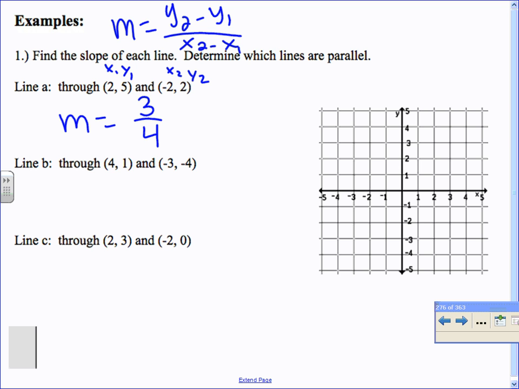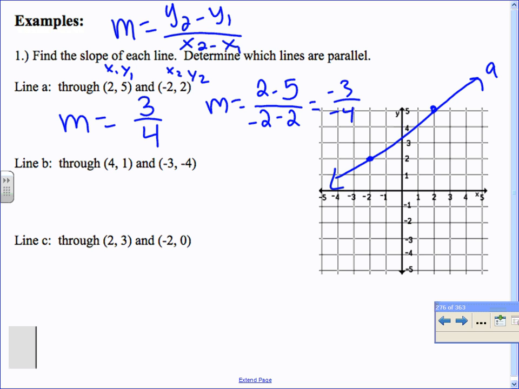Let's plot the points for line A. Over 2, up 5, and then -2, up 2. So plot the points for line A, connect them, label it line A. Annalise? No. Y2 is 2, y1 is 5, so 2 minus 5 over -2 minus 2. Get -3 over -4. Okay?